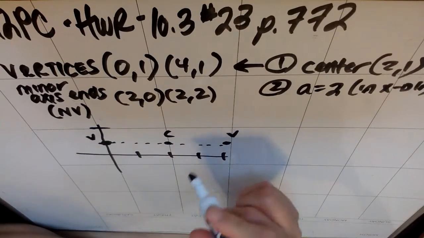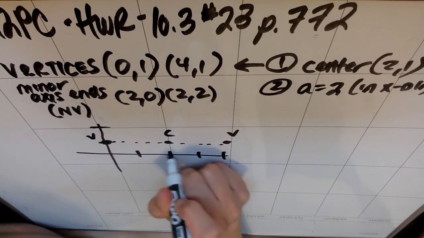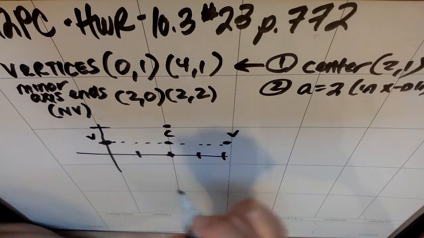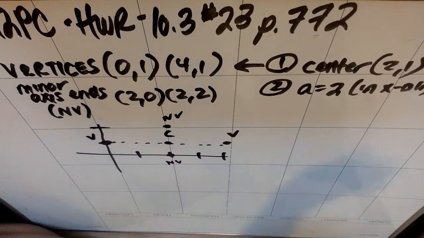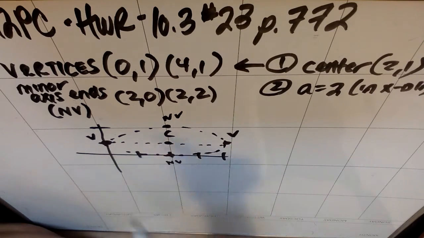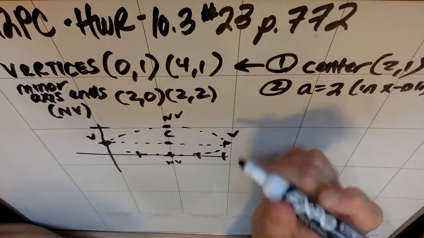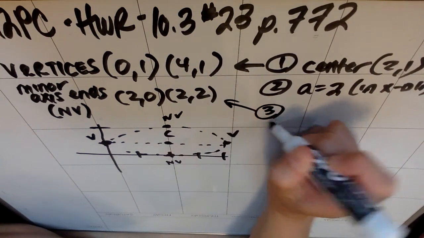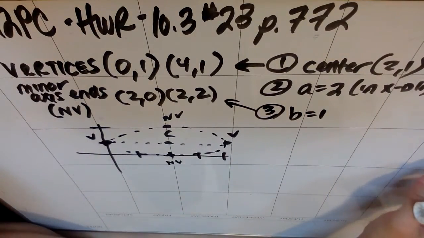The second thing I'm told is that the non-vertices, or the minor axis ends, are at (2, 0) and (2, 2). So, again, if you want to just use NV for those. What that gives me is the information that B, which is the distance from this not a vertex to the center, is 1 in the y direction. Together, that's enough for me to write the equation of an ellipse.